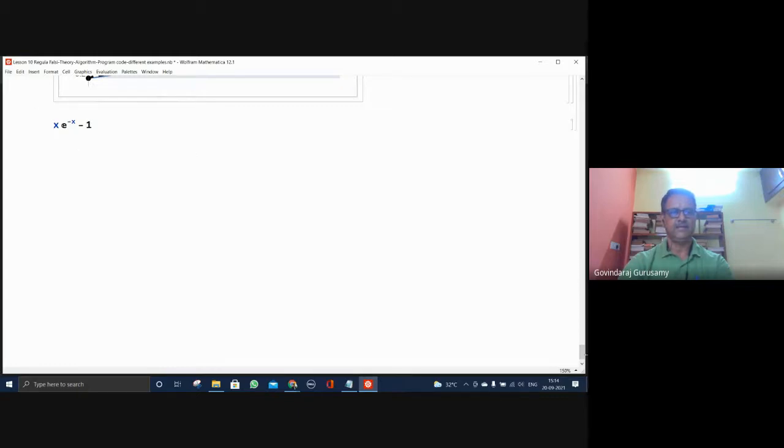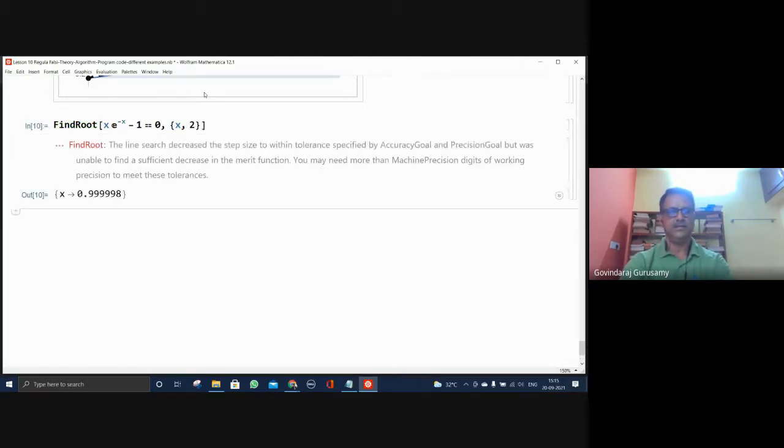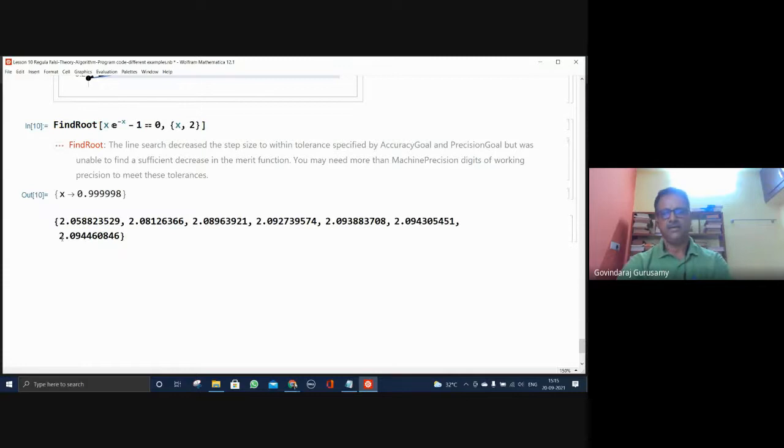Generate the numbers first for the regula falsi method, and finally use FindRoot. This is the Mathematica built-in function, Mathematica FindRoot. This is equal to 0. And for the x value, I do not know what value to give, but anyway, I'll just put in a range and see what it says. FindRoot: search, step size, tolerance, it says something. Now we have to have some idea about this.